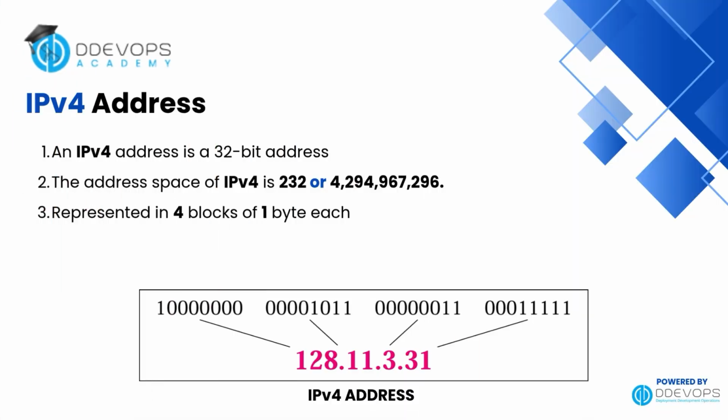IPv4 address. An IPv4 address is a 32-bit address. The address space of IPv4 is 2^32, or 4,294,967,296. Represented in 4 blocks of 1 byte each.